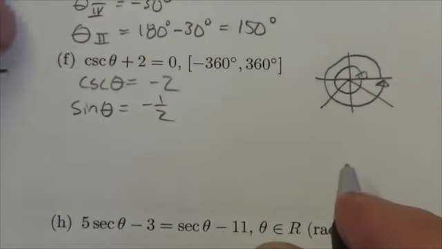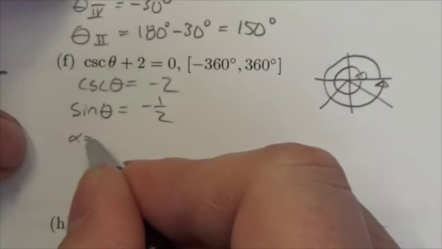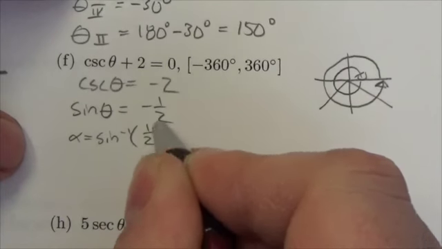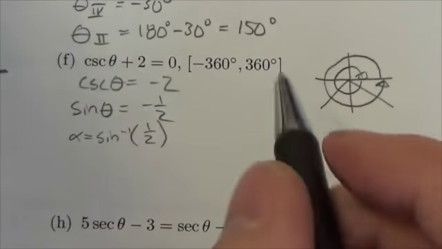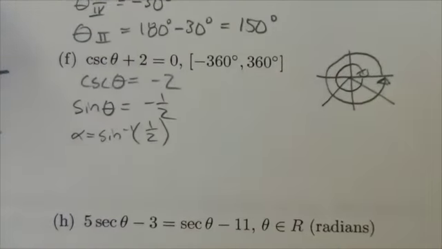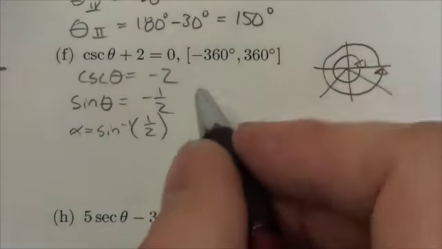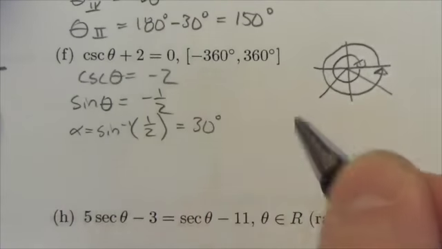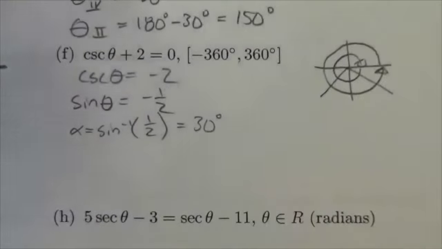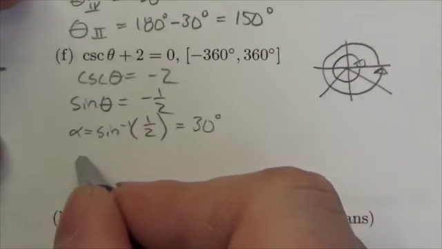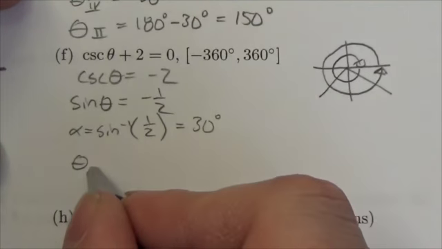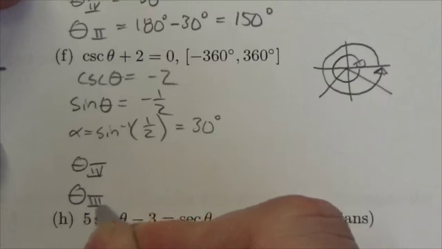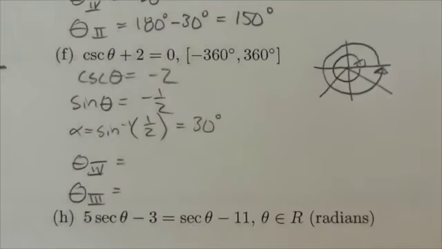What I need to do now is get my reference angle. So the reference angle is going to be the inverse sine of positive 1/2. I don't want the negative. The negative told me what quadrants I'm in. What I want is the size of the reference angle. So I'm just going to use that value there, and I'm going to get 30 degrees. So now I'm going to get angles in the 4th quadrant, and I'm going to get angles in the 3rd quadrant. Okay, here we go.